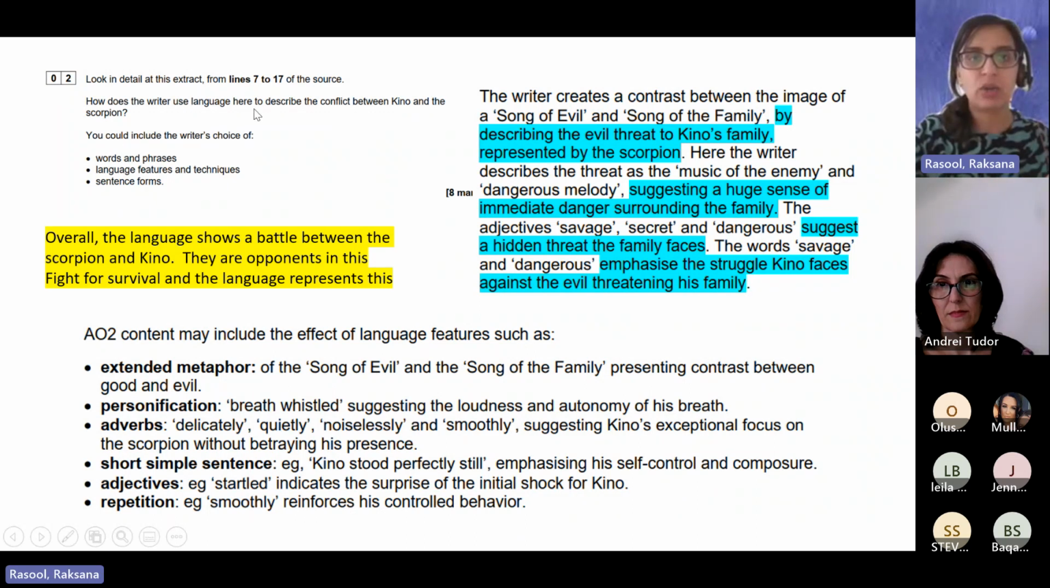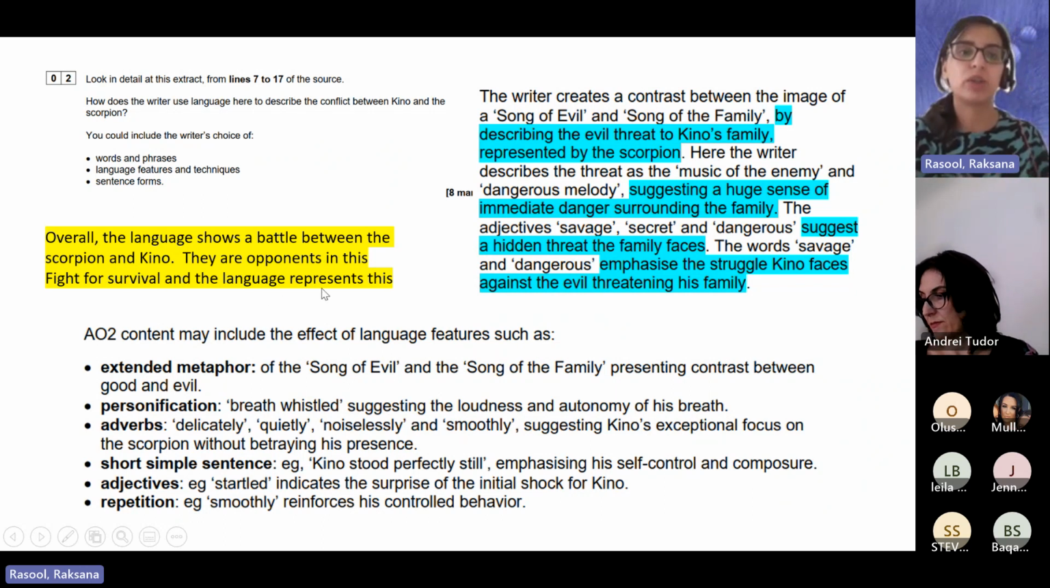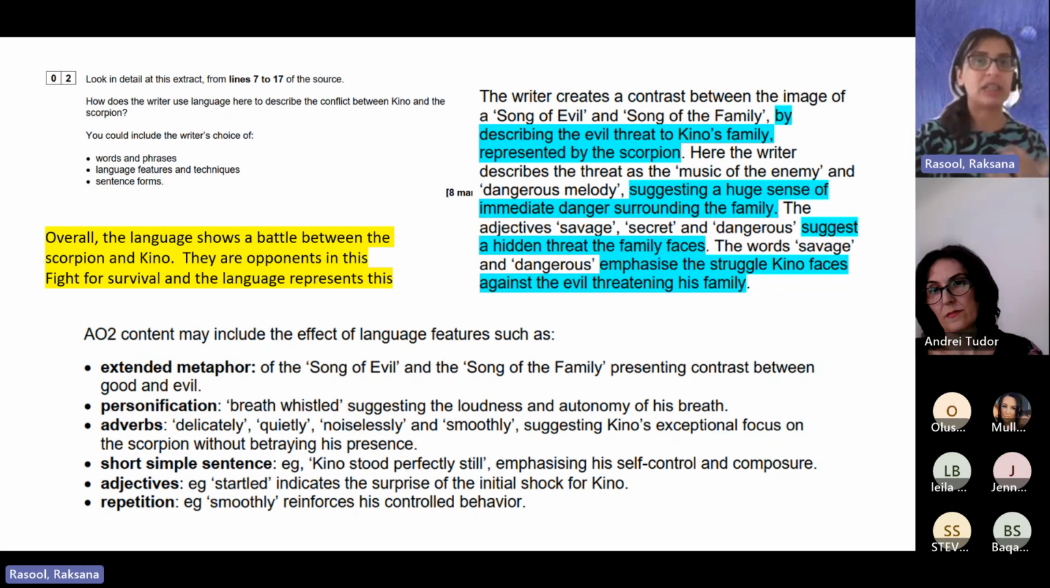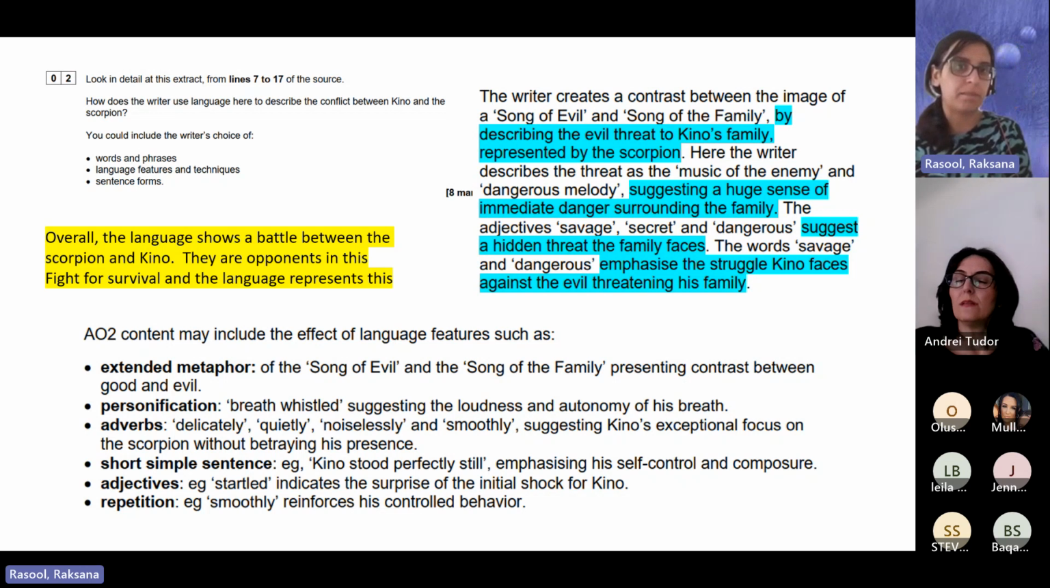So the writer uses language here to describe a battle between the scorpion and Kino. They are opponents in a fight for survival, and the language shows this. So you give a summary, and then you show me how the language shows this battle, because it's telling you it's a battle already, because it says conflict. The scorpion is trying to do what it does naturally, which is sting and bite, and Kino is trying to do what comes naturally to him as a father, which is protect his son. So they are almost in a dancing battle, the scorpion doing what it needs to do and Kino doing what he needs to do for his family.